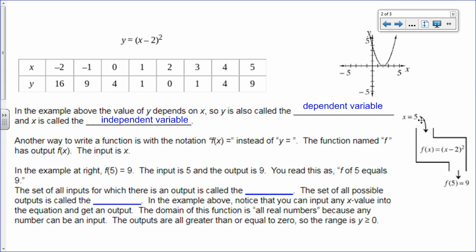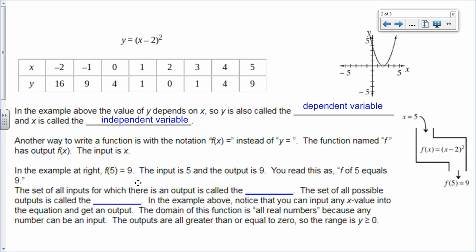So over here is an example of what a function machine could look like. So if we wanted to plug in 5 for this function right here from our example, we replace x with 5 and we get 9. So we can rewrite it as f of 5 equals 9. So I can know just by this notation that 5 was plugged in for x and that answer to that was 9. Okay. So in the example at the right, f of 5 equals 9. The input is 5 and the output is 9. You read this as f of 5 equals 9.